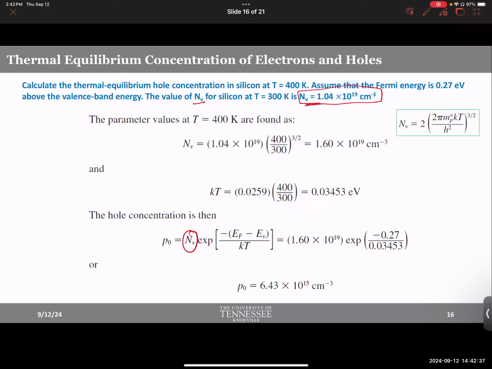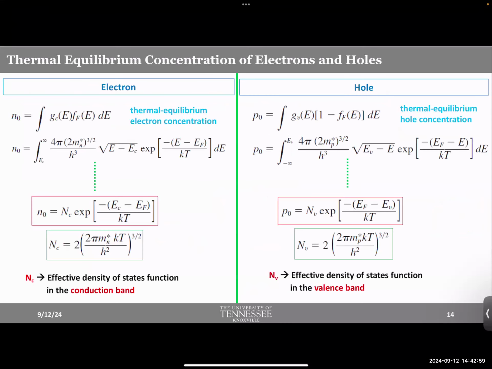Notice that. The catch is they have given us the value of NV at 300 Kelvin temperature, but we have to calculate the hole concentration at 400 Kelvin temperature. You might wonder, what's the big deal? We could just, this should be a constant. But remember, NV is not really a constant. It looks like a constant, it looks like a modifier, but it's a function of temperature.